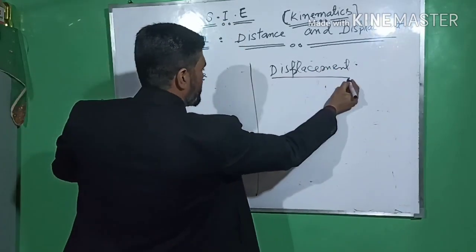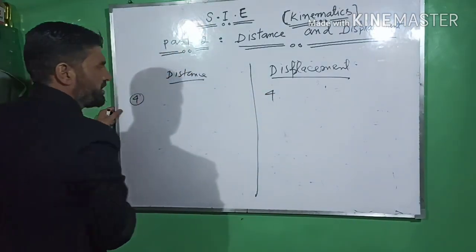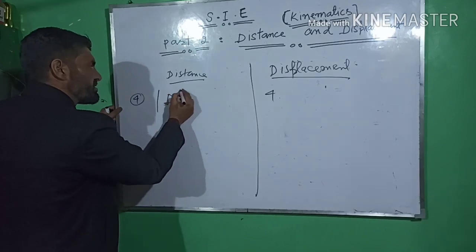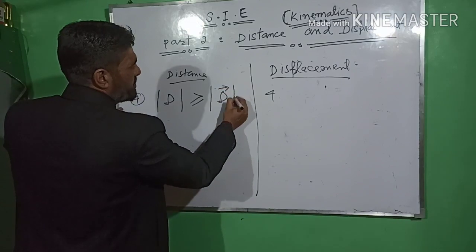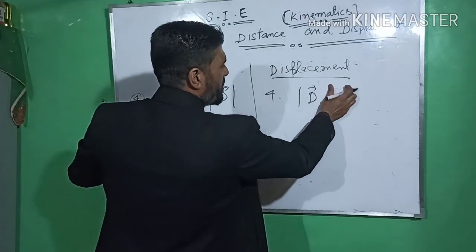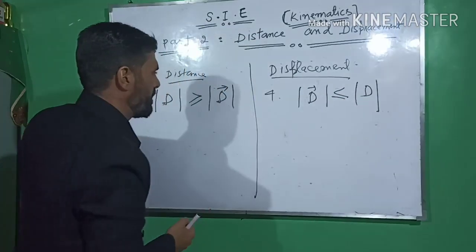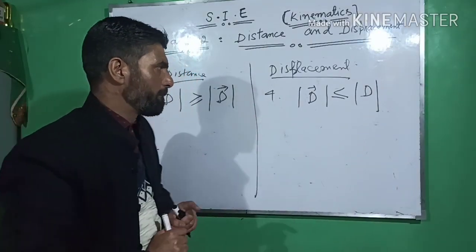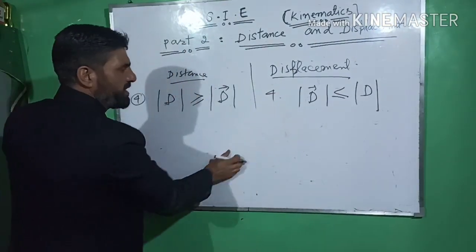See my dear students, now the fourth point, a very important point. This point is also very important. The magnitude of distance is always greater than or equal to the magnitude of displacement. So I can write here, magnitude of displacement is always less than or equal to magnitude of distance. Same thing, I am writing here left to right and left to right, but changing the sign. How is this? See my dear, it is very easy to explain.